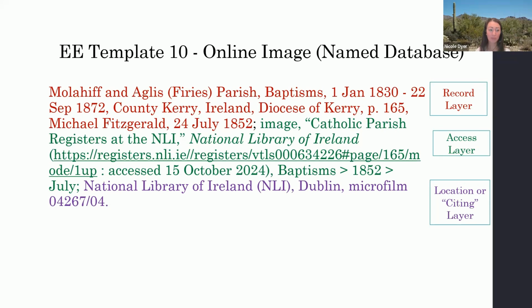Like I said earlier, I would probably include the citation to the image as well as one of the databases in my research log, because the database at the National Library of Ireland isn't like a searchable one where you can search with a name. And so you have to use one of those databases first. So I would probably want to keep track of that in my research log.